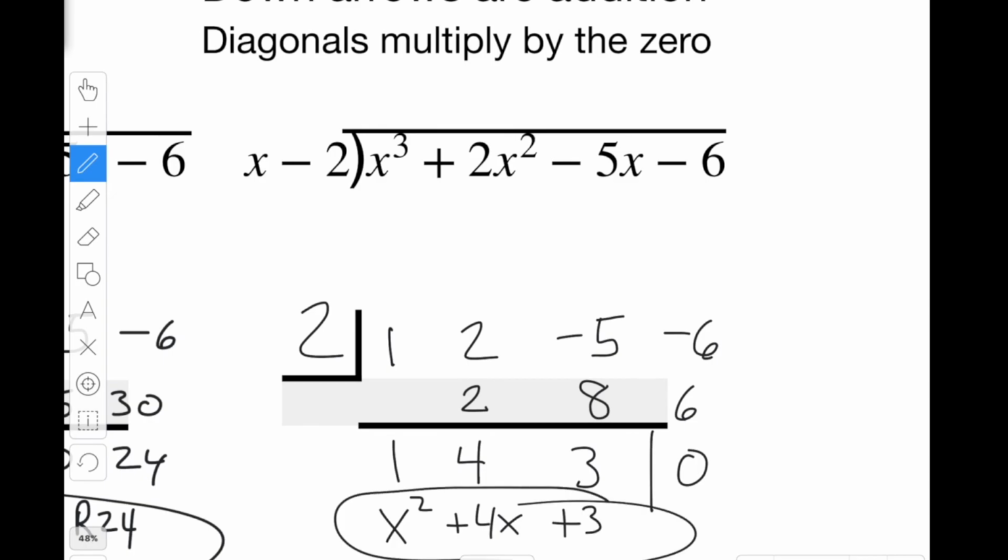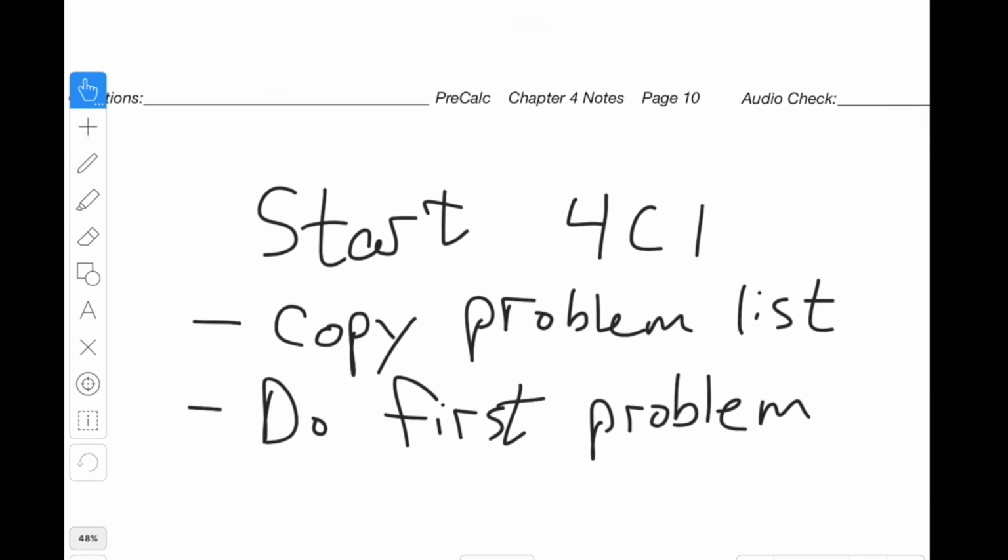with no remainder. I'd like you to start 4C1, copy the problem list, and do the first problem. And I'll see you in class.